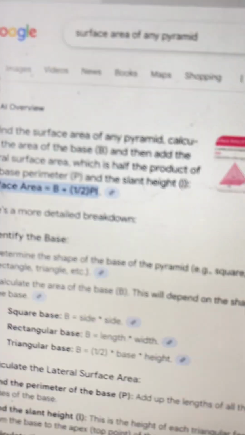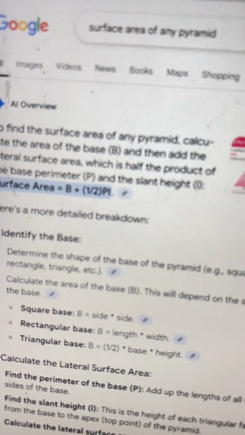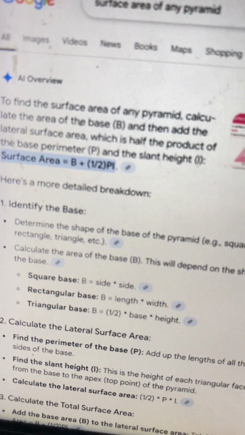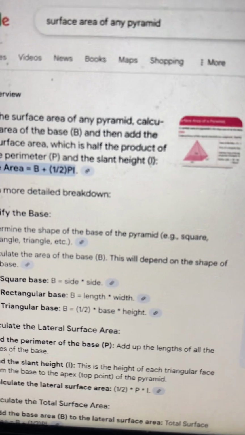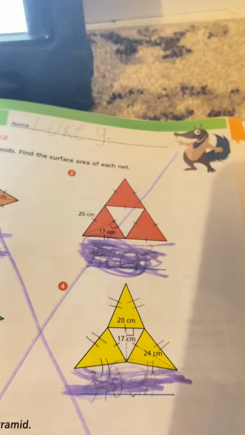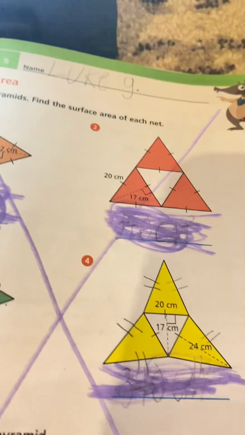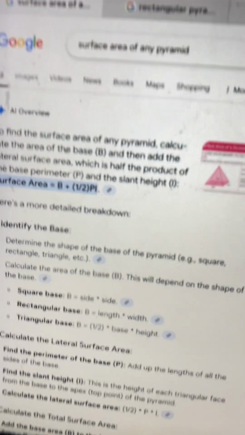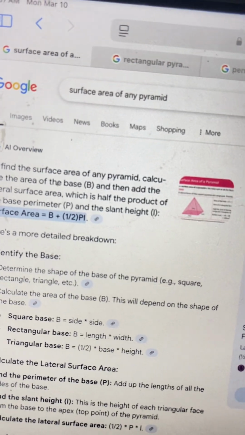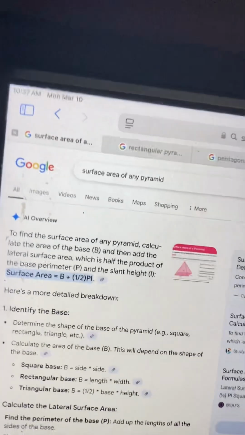So it's very simple. For any pyramid, just remember, it's B plus 1/2 times PL. That may require a little extra work and understanding and knowing about the slant height, but it should not be too hard, at least if you substitute real numbers in.